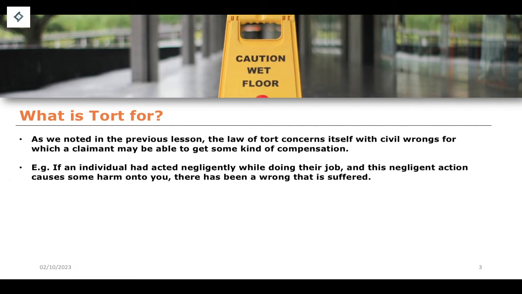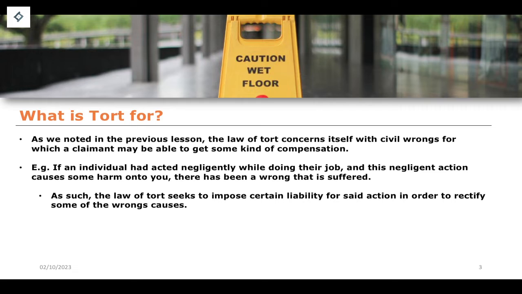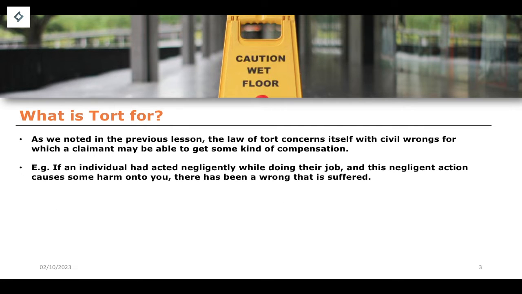So, for example, if an individual had negligently acted while they're performing their job, and this negligent action causes some harm to you, there has been a wrong that has been suffered by you. It was no fault of your own that you have now had some harm caused to you. It was the negligent actions of the individual who was working in their job. And so the result is that you may have a claim in civil liability for that particular instance, and to essentially claim for damages as a result of that particular wrong that was done to you.